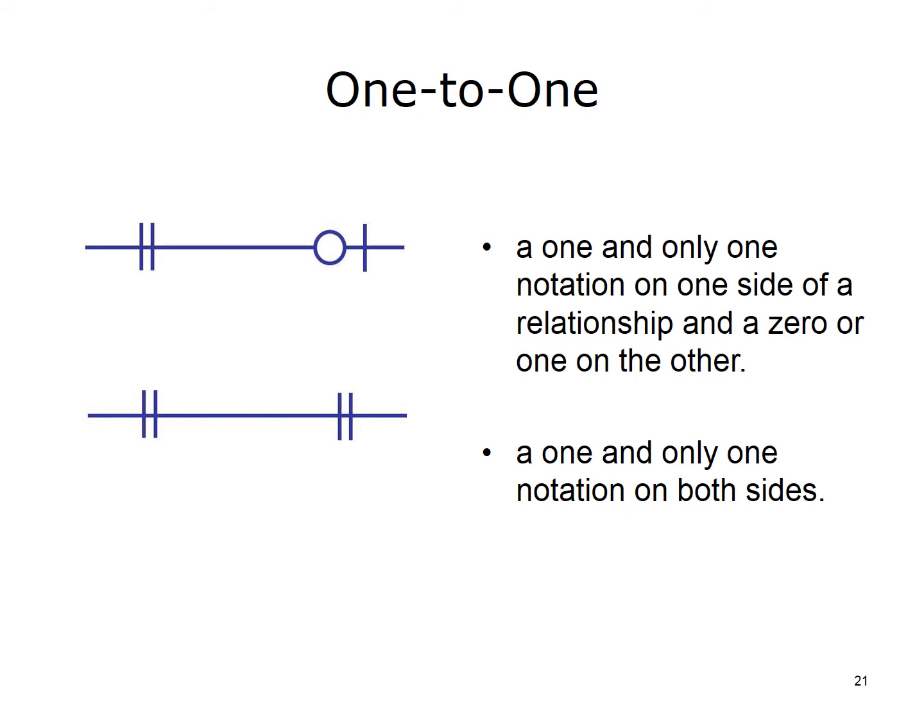And finally, because the X to X way of referring to relationships does not account for the modality, there are 2 different ways that a one-to-one relationship can occur based on different combinations of modality. The 2 varieties of a one-to-one relationship are shown on the slide. A one and only one notation on one side of a relationship and a 0 or 1 on the other, and a one and only one notation on both sides.